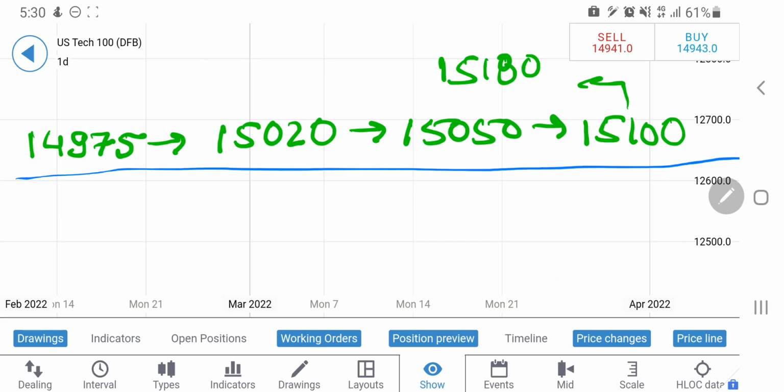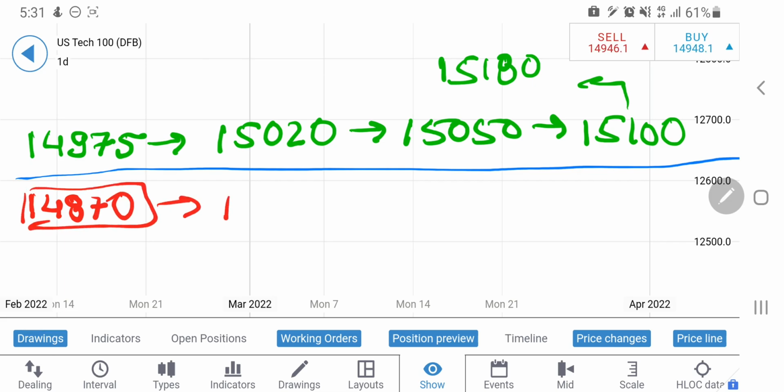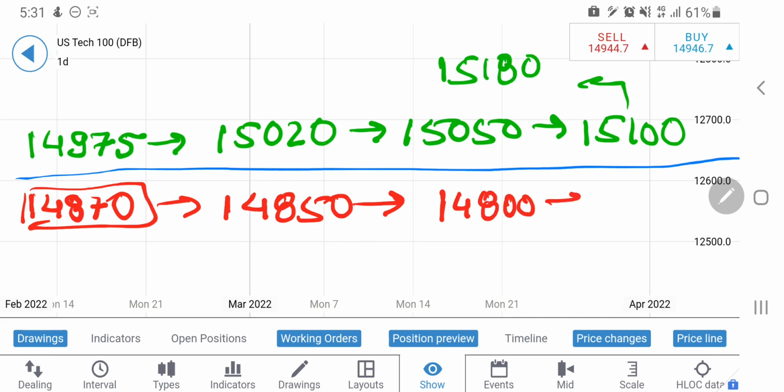Now on the downside, if you see it trading below 14,870, still the nearest support at 14,850 will come into the picture. And if it breaks the support at 14,850, I'll expect 14,800, 14,720, and then it might try to hit 14,650 also.